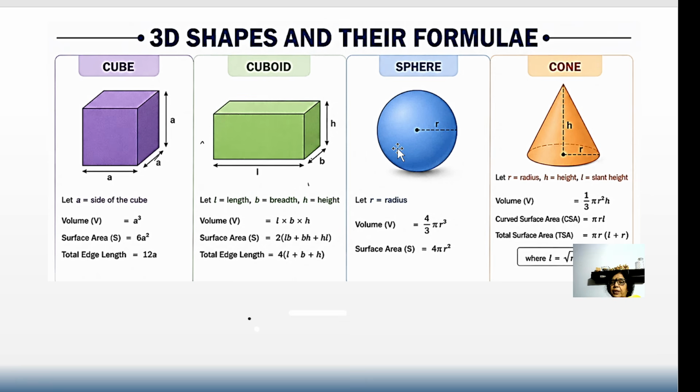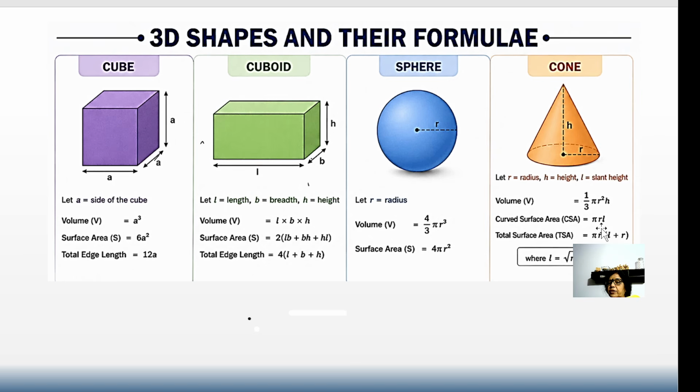Then we have the sphere with a radius r, so total volume is 4/3 pi r cube. Total surface area is 4 pi r square. Then we have the cone. The radius is r. This is a right circular cone and the height is h. They make an angle of 90 degrees because it's a right circular cone.